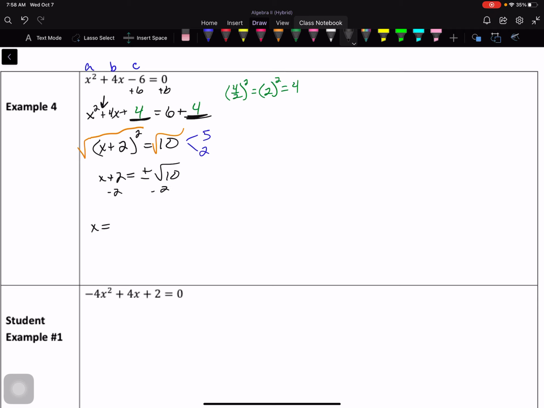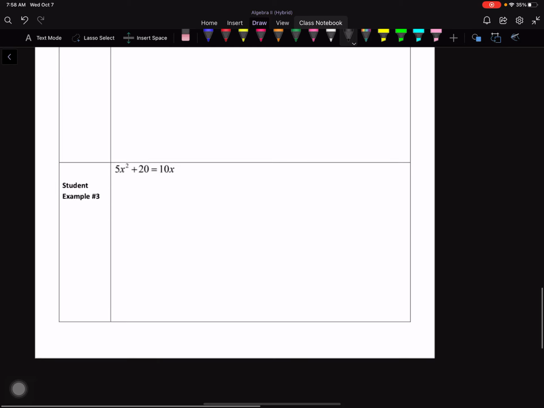And then again, the proper way would be to write the whole number first, so negative 2 plus or minus the square root of 10. And that would be your final answer because we can't simplify it. And we want to leave radicals as radicals. We don't want to write them as decimals. So that's it. There is one.